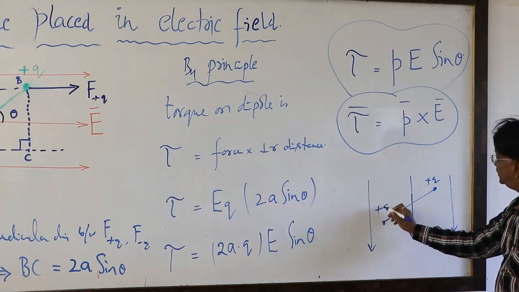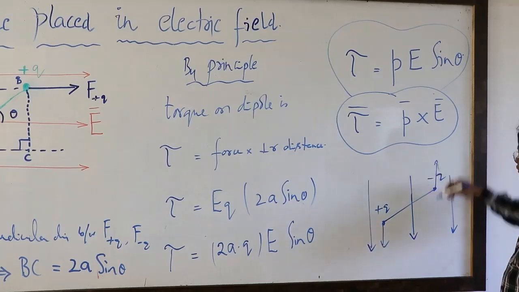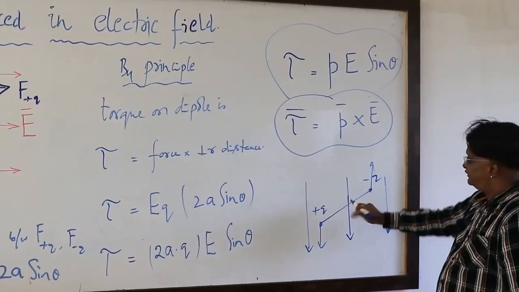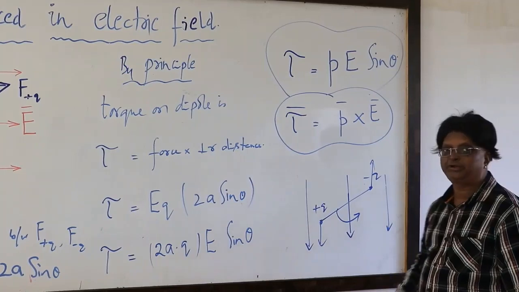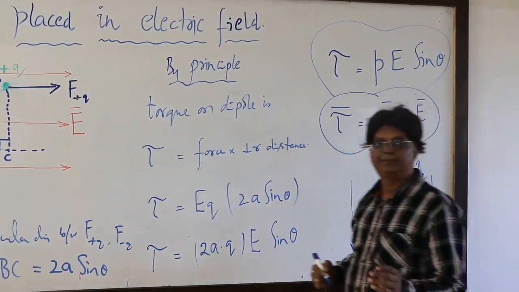Let me take this as plus q and this as minus q. Again, these are the forces that you got. And this time, this is the anti-clockwise torque that you are getting. So when you are writing this, tau is equal to P sine theta.